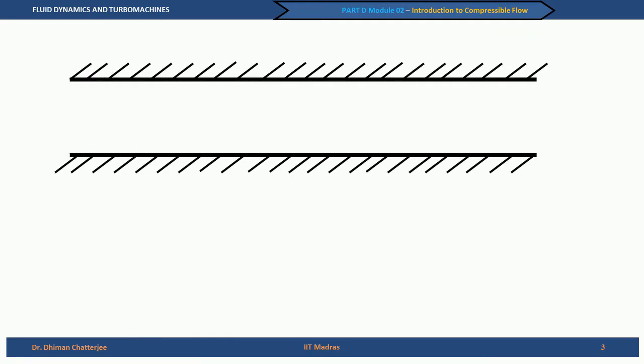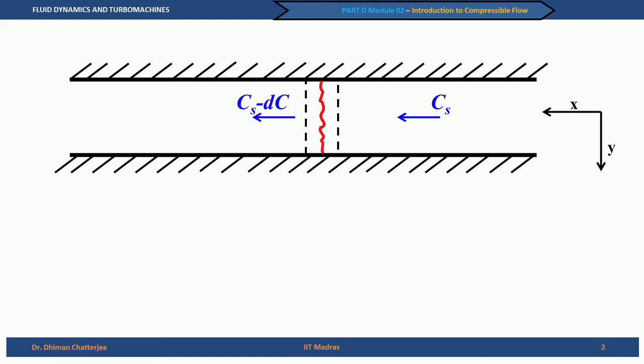We can say that this is the same long channel and we fix our axis system x and y, and we say this is the wave. Now, however, we make the wave stationary and we impart a relative velocity, so that the fluid to the right moves to the left with a velocity c_s, and the fluid to the left, which was already under motion because of the piston, will have a velocity c_s minus dc. dc, I remind you, is the velocity due to the piston.